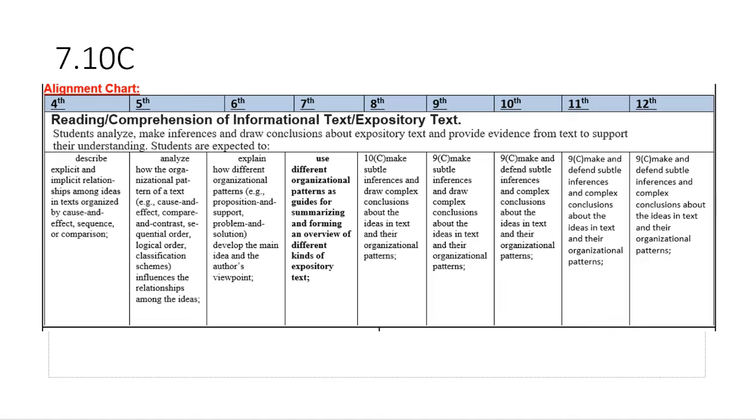Strand 10 is a readiness skill, as is 10C, the standard. This standard builds upon 6th grade, looking at organizational patterns as a guide for summarizing or overviewing expository text. It would be helpful for students to practice categorizing information in multiple formats to see how the organization affects the meaning. For example, they might look at what happens if they organize information in a proposition and support versus a chronological order. Is the meaning affected from what they're trying to get across?